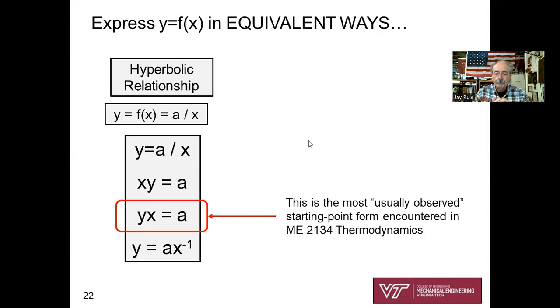Okay, so now let's remember, similar to that graphics video, the plotting video, equivalent ways of expressing hyperbolic relationships. All these are equivalent. And one thing I want to point out to you is that the most usually observed starting point in thermodynamics class is yx equals a. So that's a commonly observed way that hyperbolas are expressed, okay? And that's equivalent to y equals a x to the minus 1, okay?